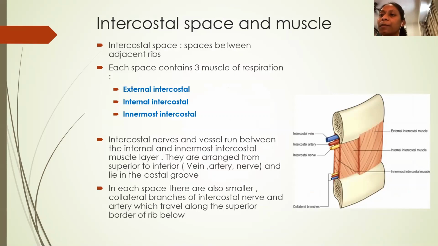The important point here is that the vessels and nerves run in between the internal intercostal and the innermost intercostal, and they are arranged from superior to inferior in the order of vein, artery, and nerve, and they lie in the costal groove. But there are also some smaller collateral branches from the intercostal nerve and artery which travel along the superior border of the rib below.